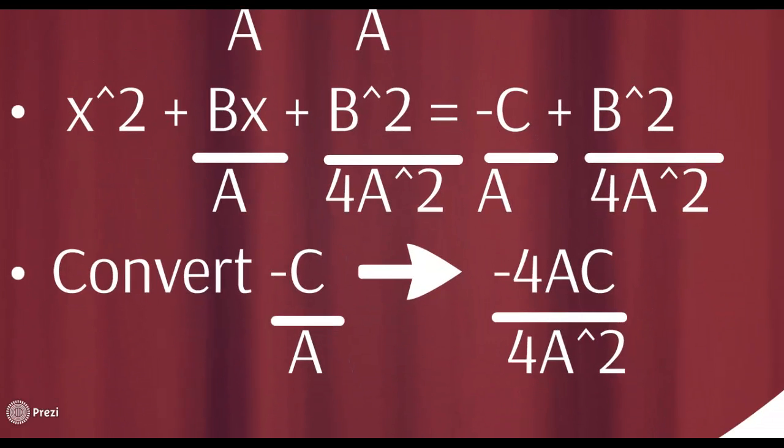And what we do now is that we add b squared over 4a squared to both sides of the equation. Remember that what you do to one side of the equation, you must always do to the other. What we're going to do now is convert negative c over a to minus 4ac over 4a squared.